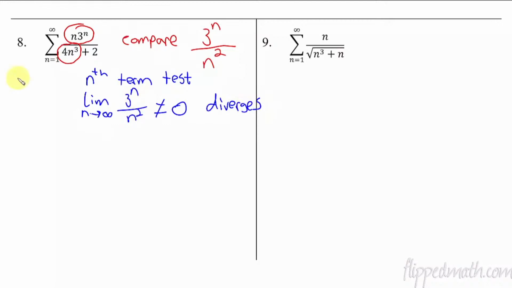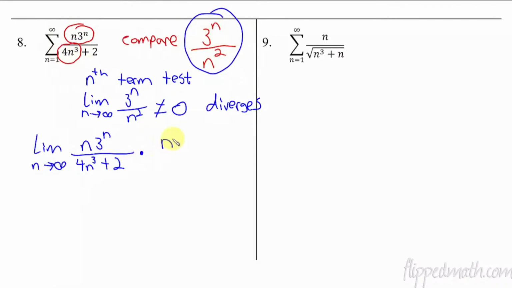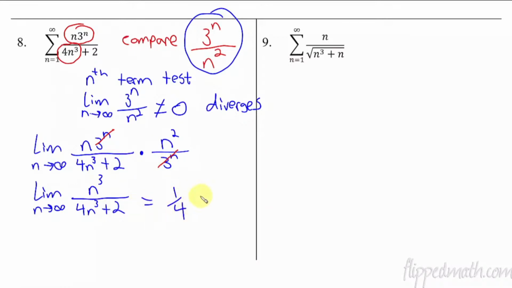Now we can use the limit comparison and set up the original one, this whole thing, and multiply it by the reciprocal of the one we're comparing. So in this case, it'd be n squared over 3 to the n. Now I have the limit as n approaches infinity, and the 3 to the n and 3 to the n cancel, and I end up with n cubed on top, 4n cubed plus 2 on bottom, and that will equal 1/4. So I have a finite, positive answer. Therefore, these are both going to do the same thing. They both diverge. So this series diverges.